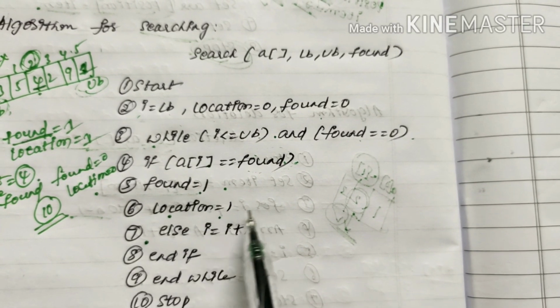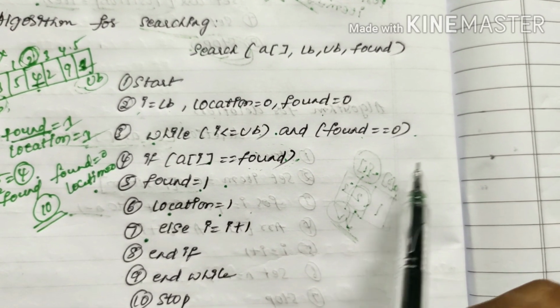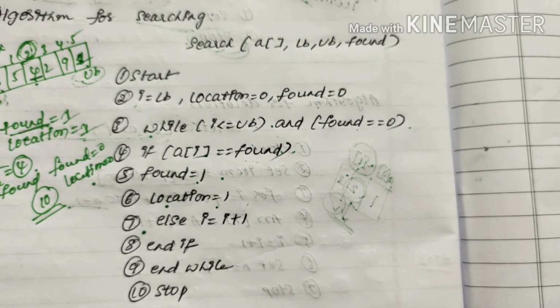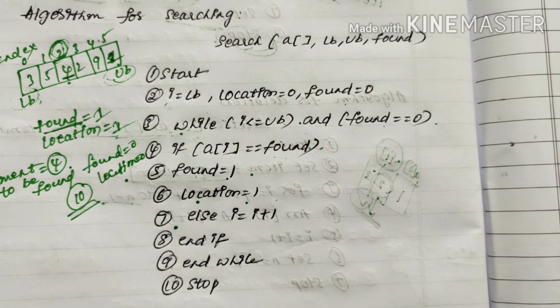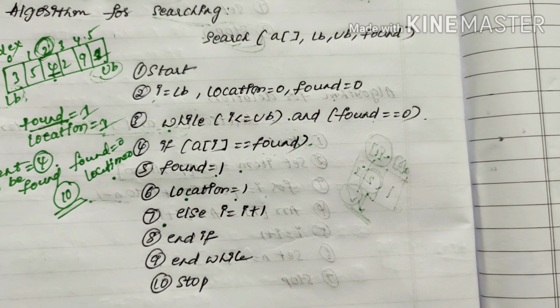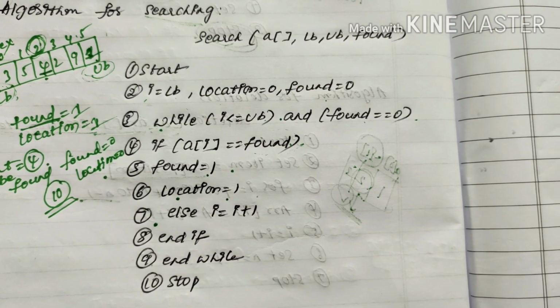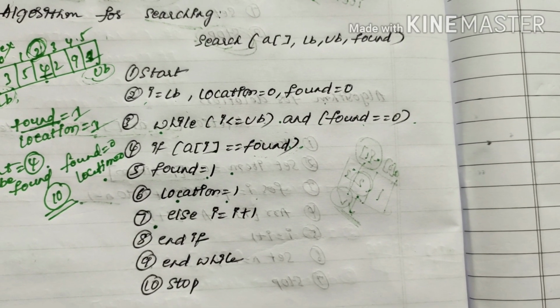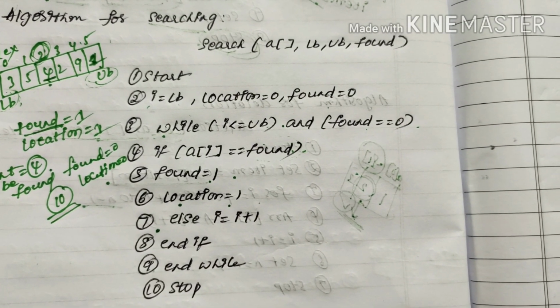Else i gets increased to search the next elements. This is the algorithm for searching. I hope you understand this concept. Now we are going to some more interesting concepts like asymptotic notations.